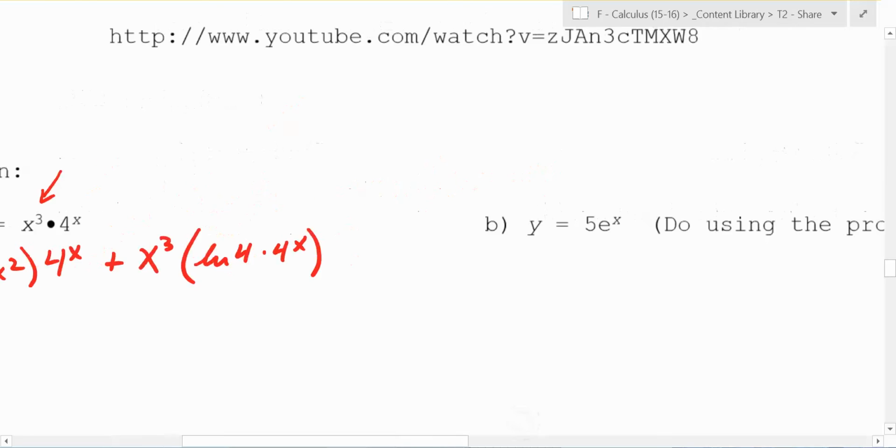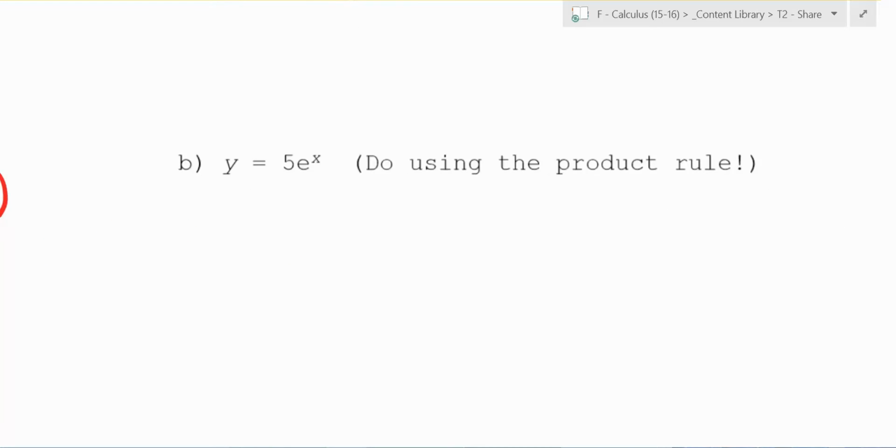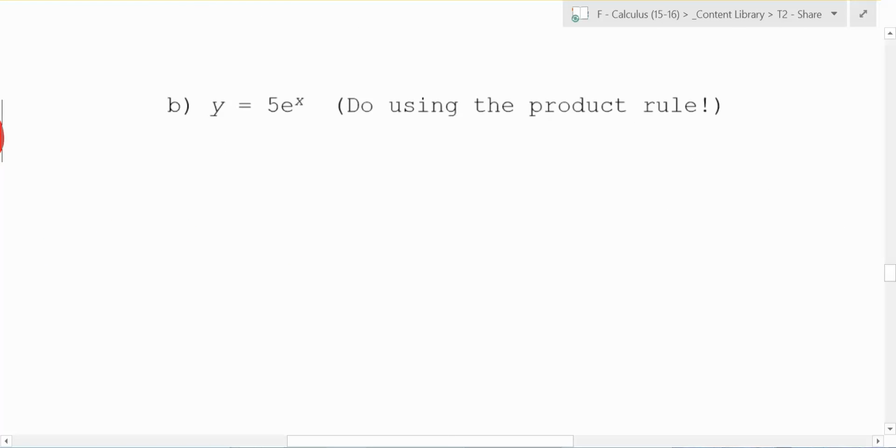The next one. You probably have a guess. What do you think the derivative of this is? Just take a wild guess. What do you think the derivative of 5e to the x is? It is. But let's use the product rule.